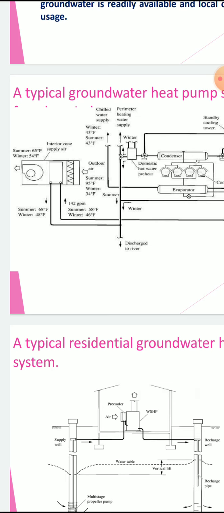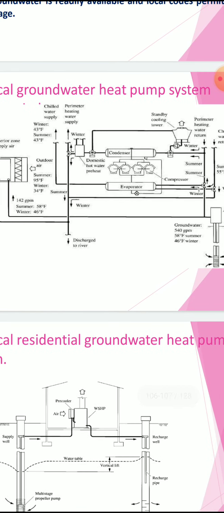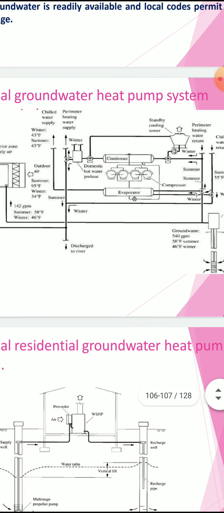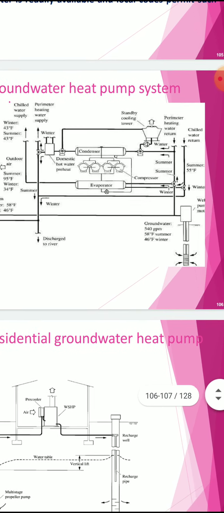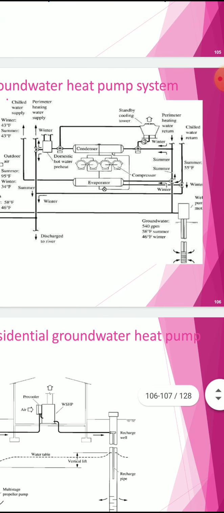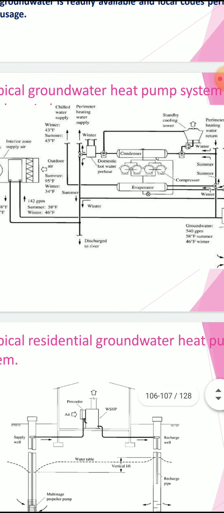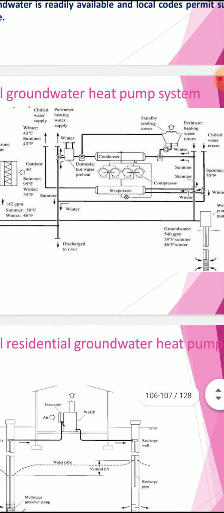You have a heat pump here, interior zone supply air. Summer it is 68 Fahrenheit, winter 48 Fahrenheit, and 142 GPM, summer 58, winter 46. Discharge to river, chilled water return, and you have a condenser, you have groundwater, evaporator, compressors. So all these clubbed together to produce a heat pump.